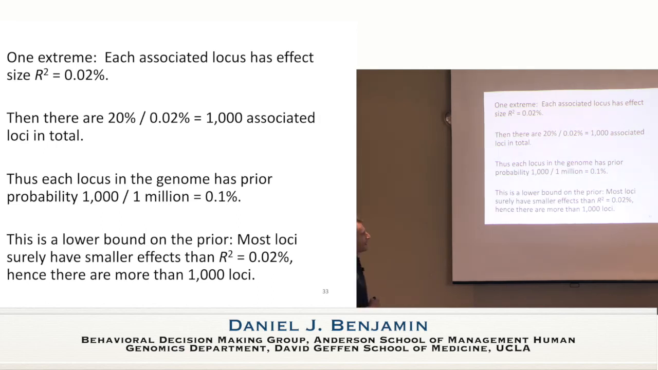That's actually a lower bound on the prior probability of association, because most loci have smaller effects than this. This is the largest effect size. So there are more than 1,000 loci associated with educational attainment.